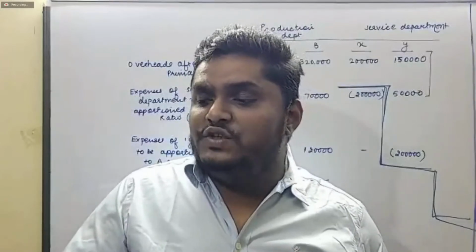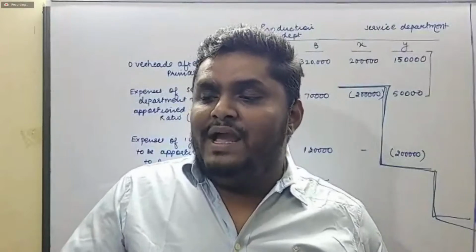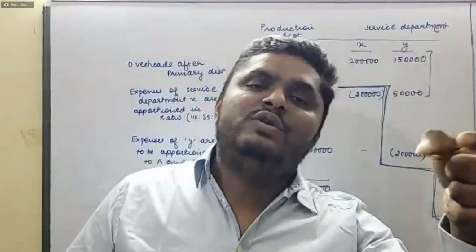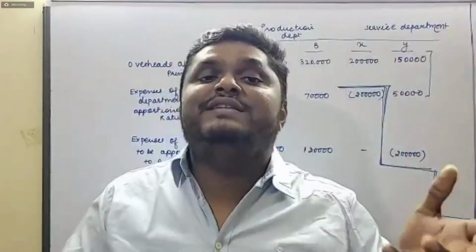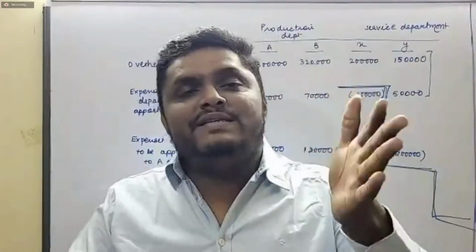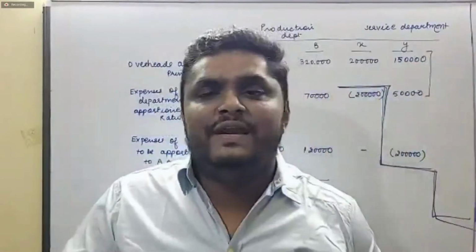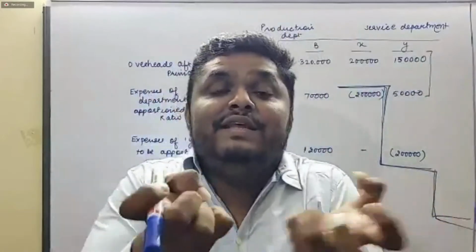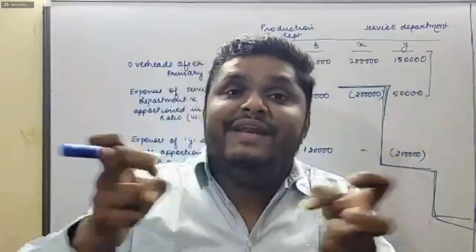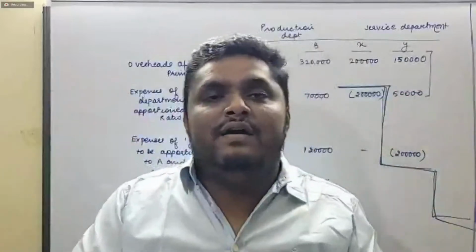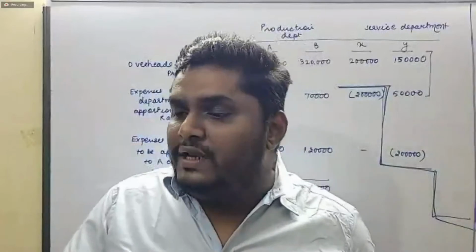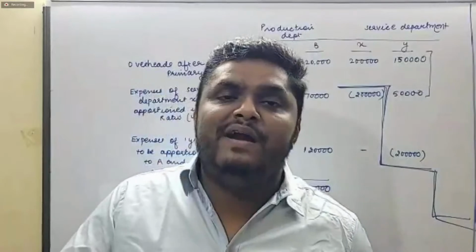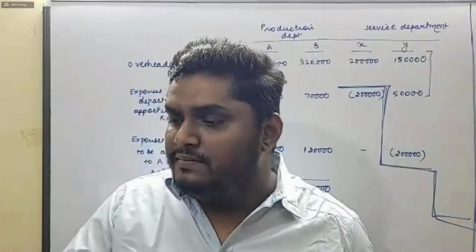So I request you guys to please open your study material. I'll be discussing a full-fledged question wherein there is a primary distribution and also a secondary distribution, that is reapportionment. I'll be discussing all the 3 methods in this question itself, that is illustration number 4 of the study material, so that you guys can understand what the difference is in these three methods, and we are getting the same answer in all the 3 methods. So I request you to please open illustration number 4. We'll be starting with the next part, that is the reciprocal method.